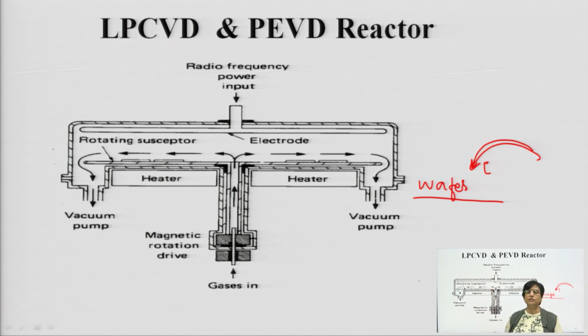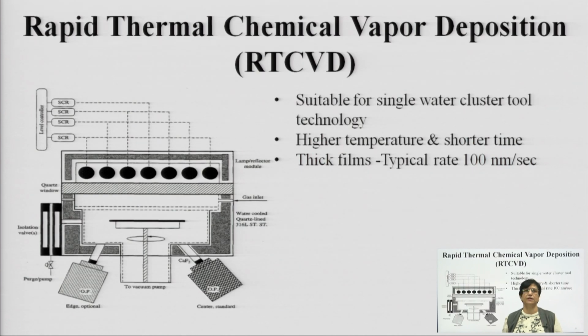So, you have a large capacity of wafers, or large batch processing can be done, wherein you have this particular heater and wafers lying here: wafer 1, wafer 2, wafer 3, wafer 4. These are the electrodes, and under the plasma you are able to carry out the reaction. This is the plasma assisted one.